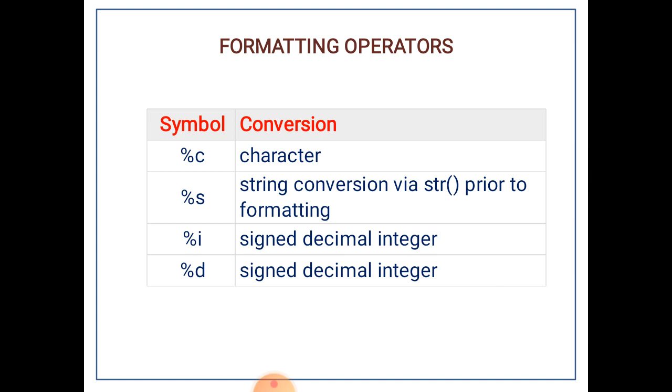Let us study some of the formatting operators available in Python, which are very similar to the C language operators. %c is meant to retrieve a character. %s is meant to identify or retrieve a string. %i or %d, both are meant to retrieve a decimal integer.